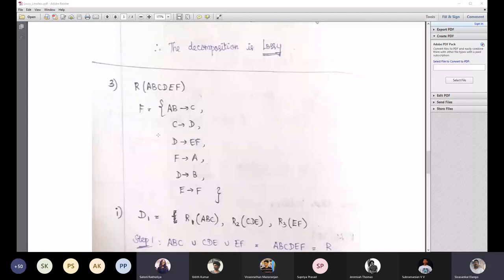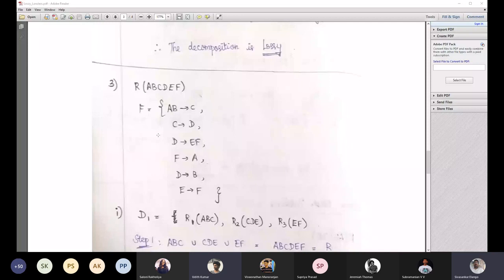D determines EF. You need to prove initially D determines EF, followed by F determines A, and followed by D determines B. So you need to check for all the three relations: Z intersection Ri, Z intersection Ri closure, intersection Ri union Z for three relations.